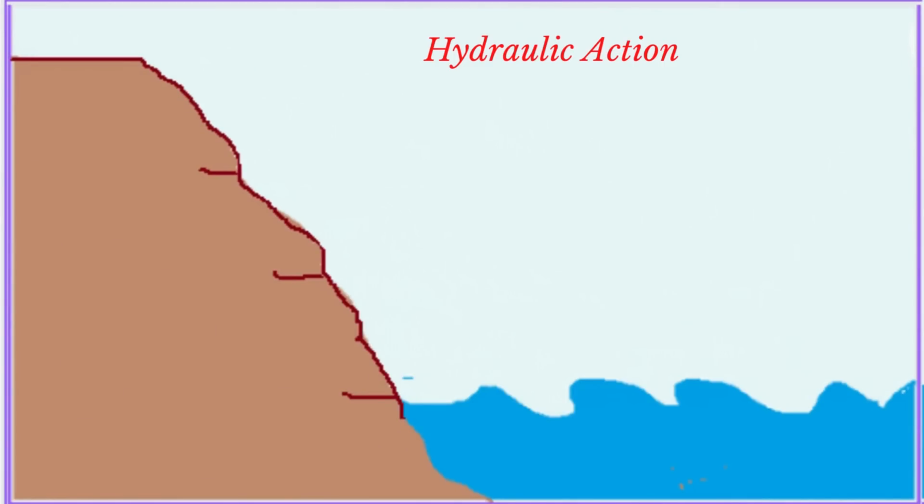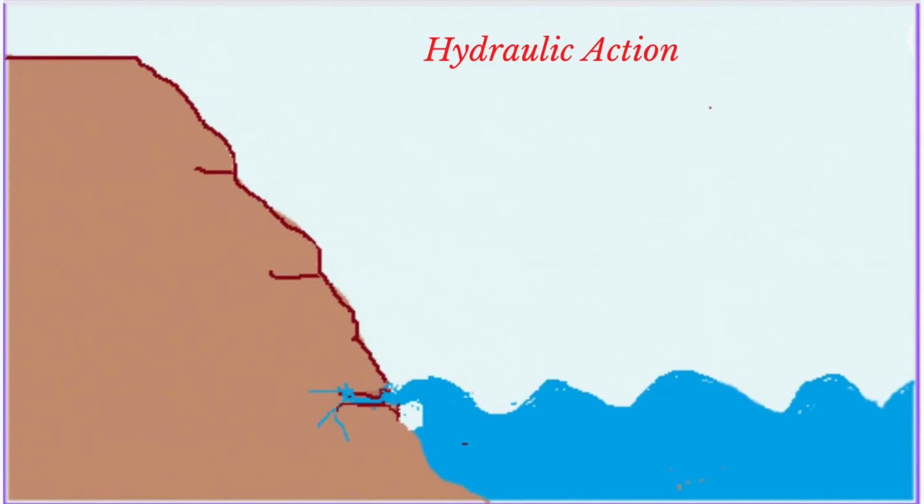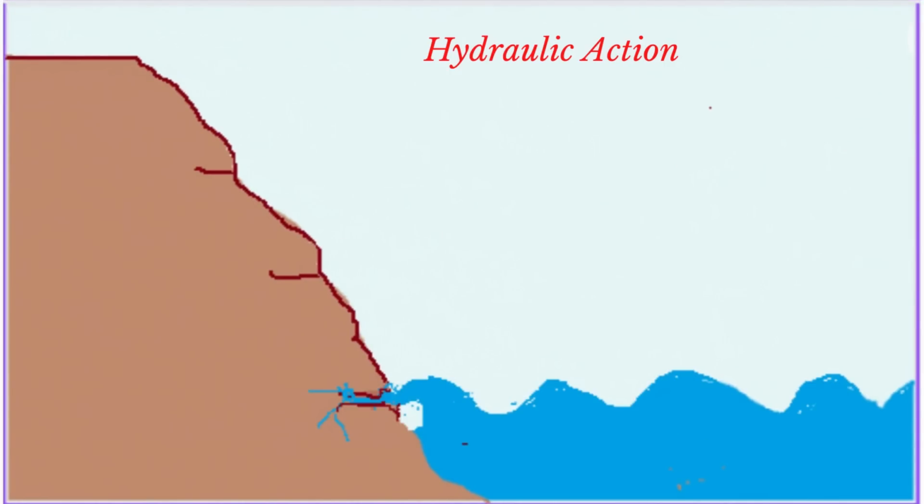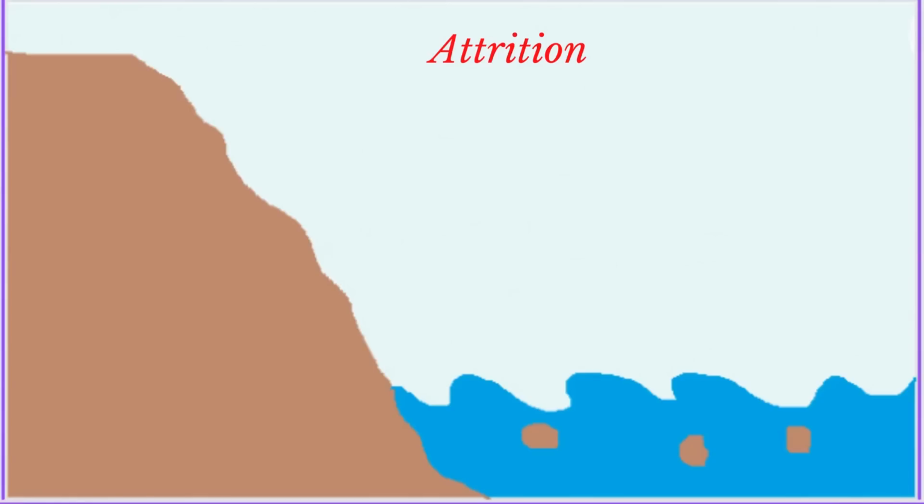Now, hydraulic action is a physical process. The water can also erode the land chemically. And if this happens, then the process we're talking about is solution.